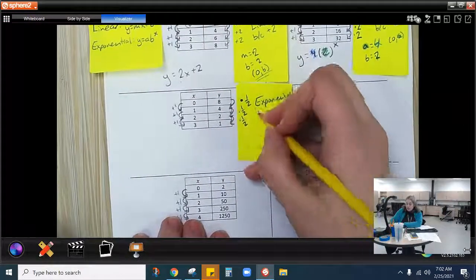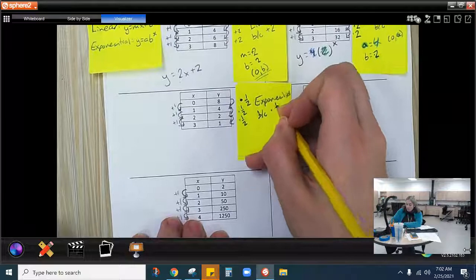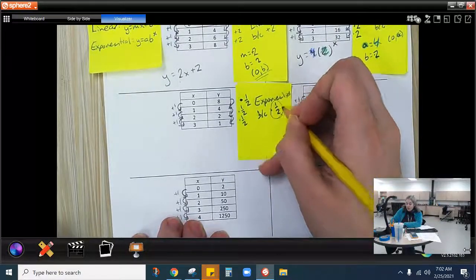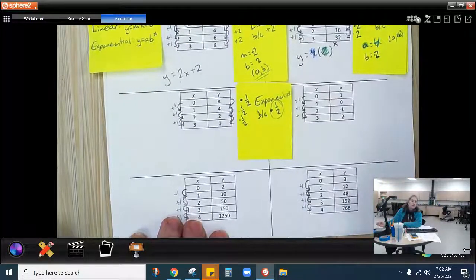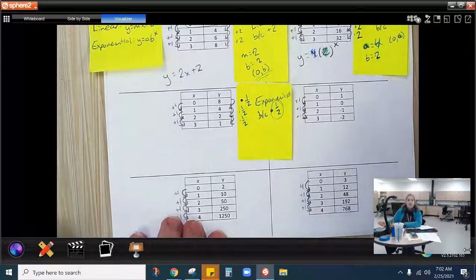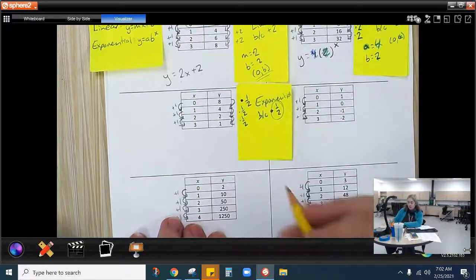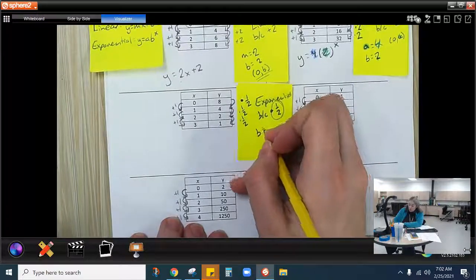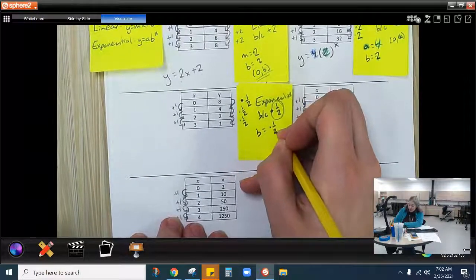So what's really nice about this is that we are multiplying by 1/2. And you have to multiply, all right? It doesn't work for dividing by 2. It has to be multiplying. Has to be. So with this one, we know our B value is going to be times 1/2.